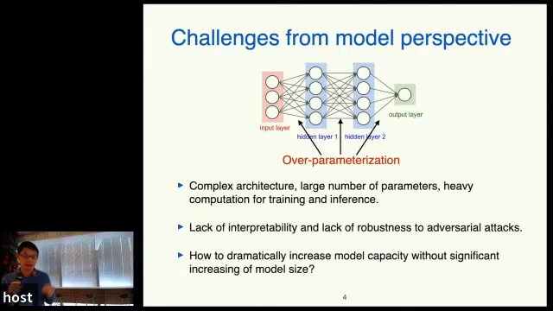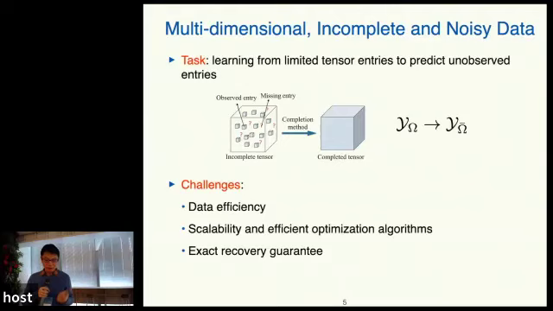Okay, let's start from the data perspective. Let me introduce some works about learning with limited data. Many applications in signal processing or image processing can be formulated as such a task. The task is learning from a limited tensor. The tensor means the data has some kind of multi-dimensional structure. From the limited data points, we try to predict the unobserved entries.